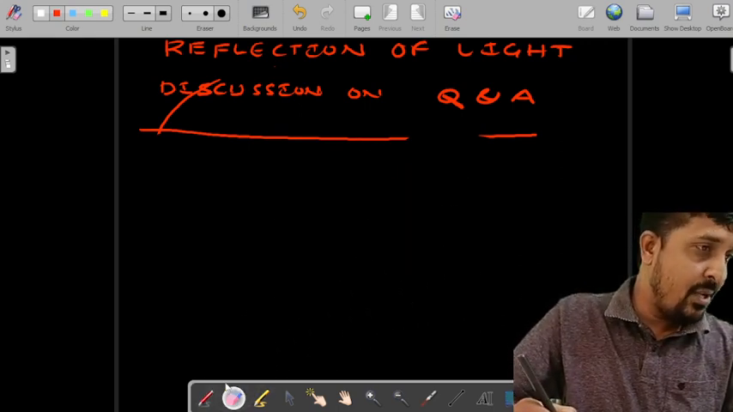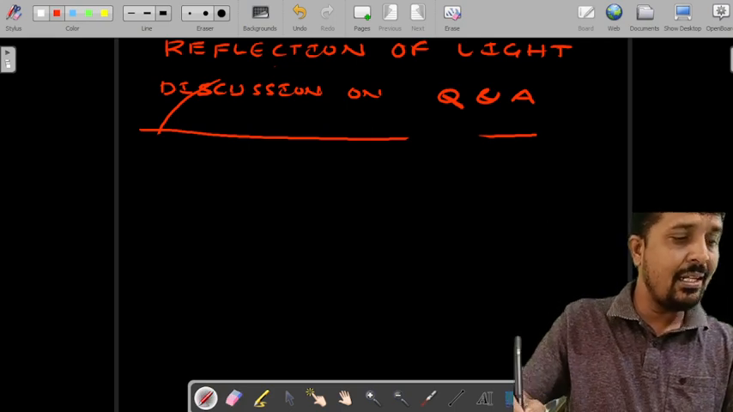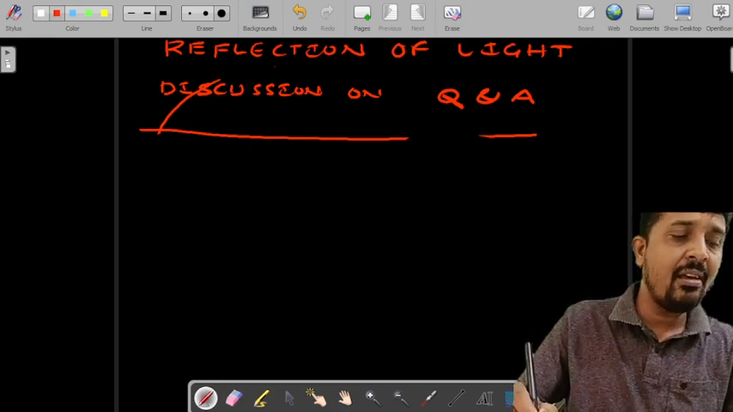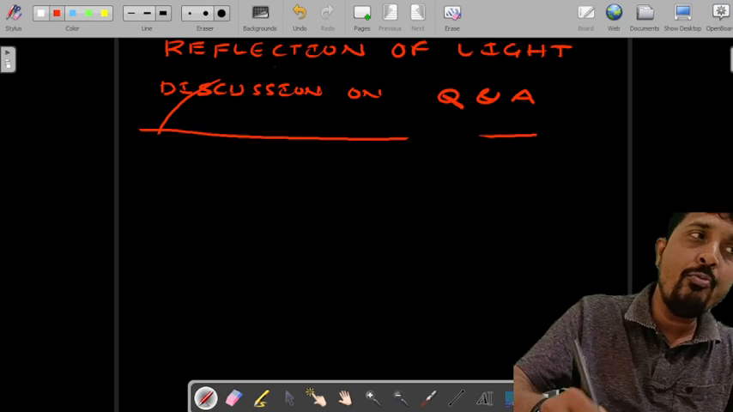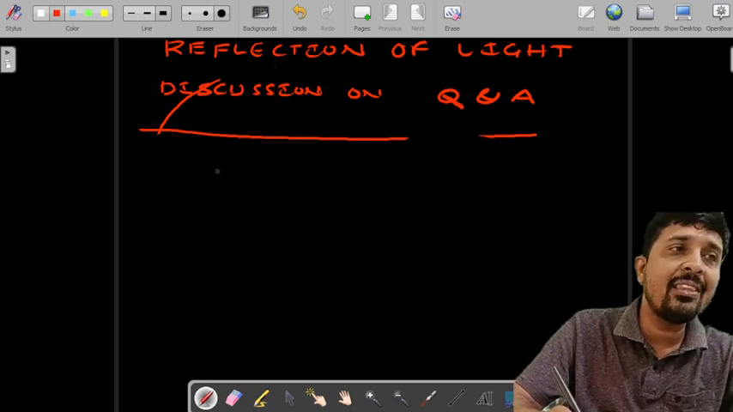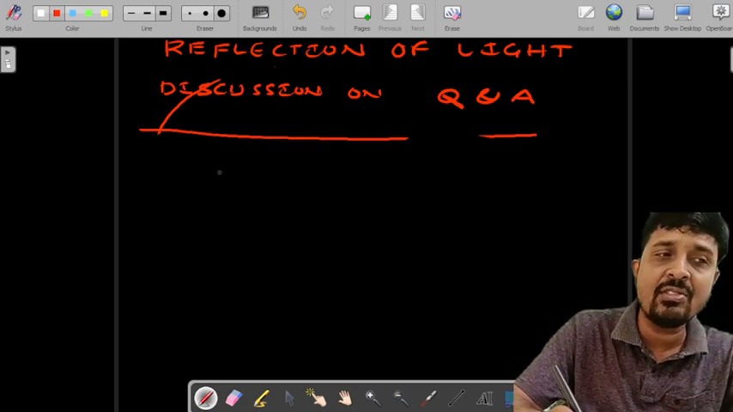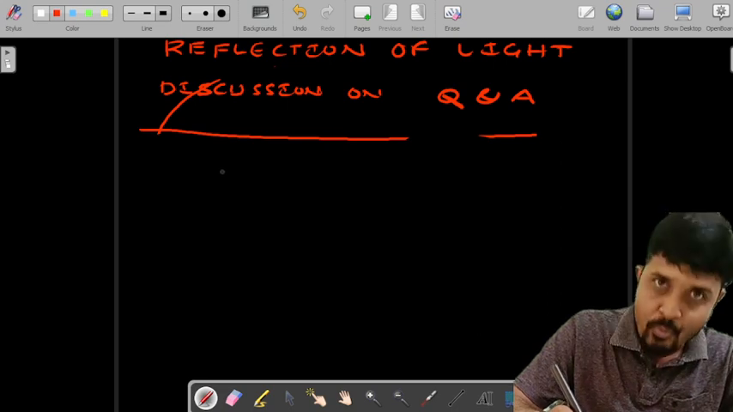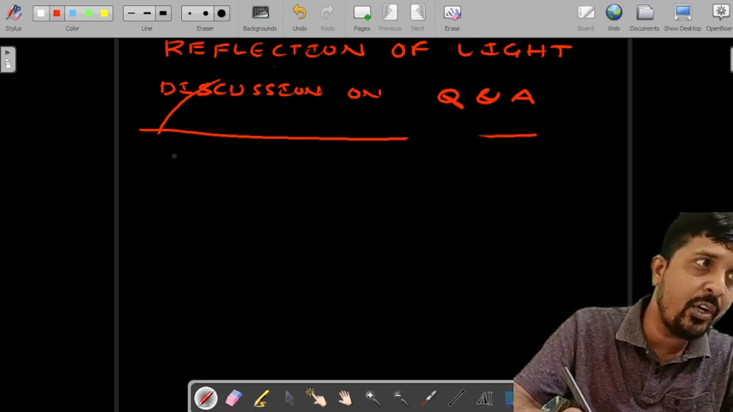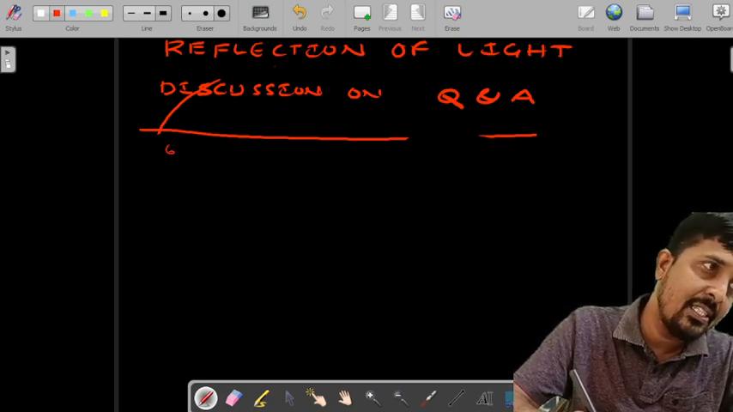Okay, we'll skip to the next question. That is, describe an activity to find the focal length of a concave mirror. How do you find the focal length of a concave mirror is the question. This is a very, very important lab activity and it's a 6 marks question.